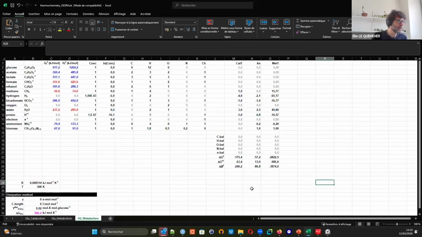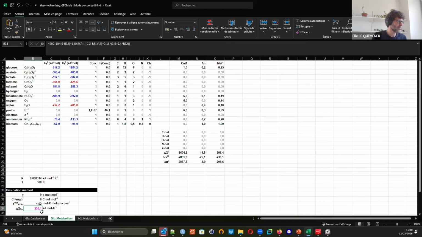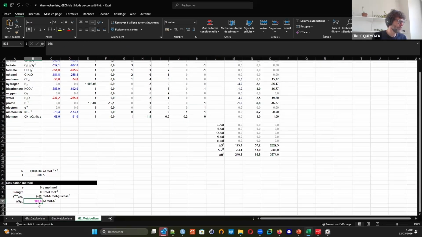Here I have another example with H2 metabolism. It's more or less the same. You see the main difference will be the dissipated energy. That may also illustrate the question of Sorange. You see that for glucose, the dissipated energy is 236 kilojoules per mole, but for H2, it's almost 1,000. So it makes a big difference for this type of metabolism.